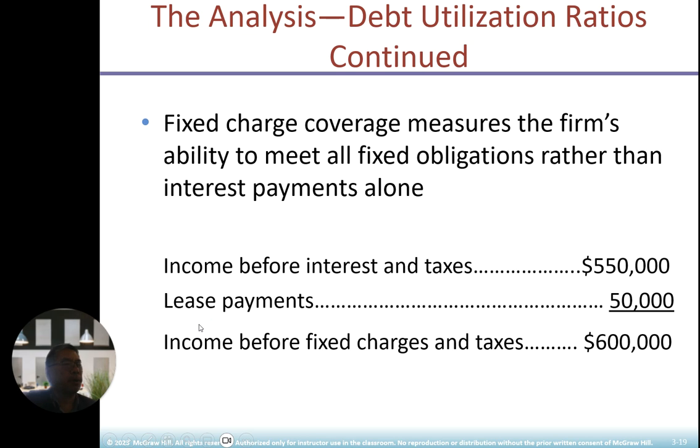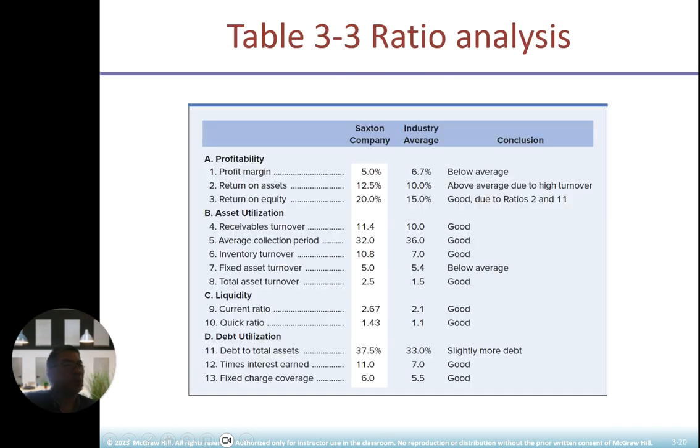Okay, lease payment here, 50,000. So income before fixed charges and taxes will be 600,000 here. Okay, so in terms of ratio analysis, based on this one, we're going to compare here. What does it mean? In the conclusion, we're going to go into the detail.